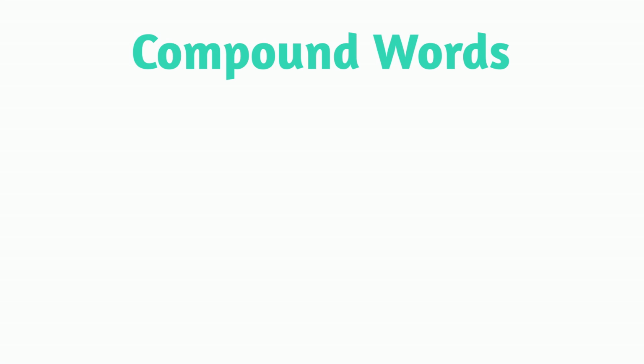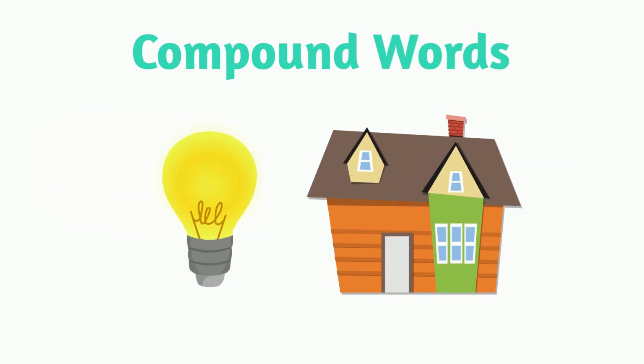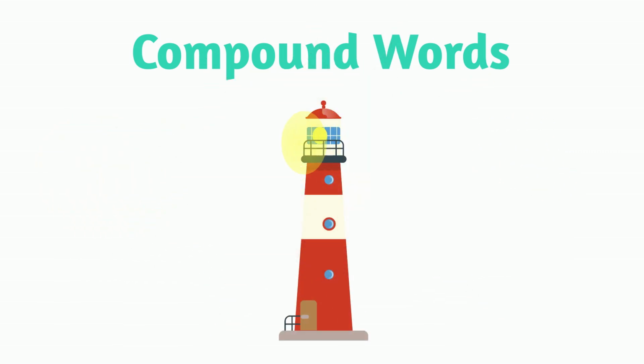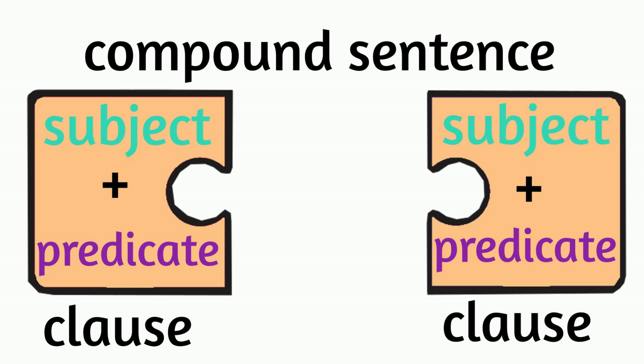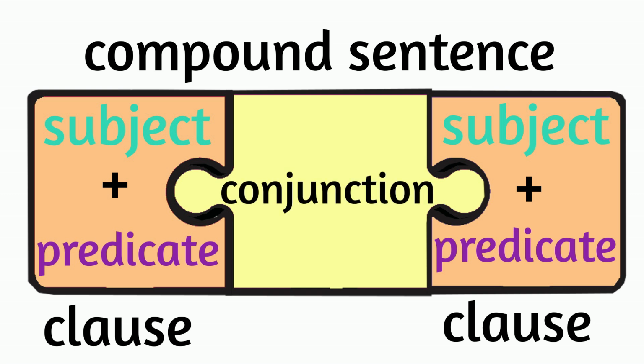In the same way, a compound word is two separate words joined together to make a new word. A compound sentence is two separate clauses joined together with a conjunction to make one new compound sentence.